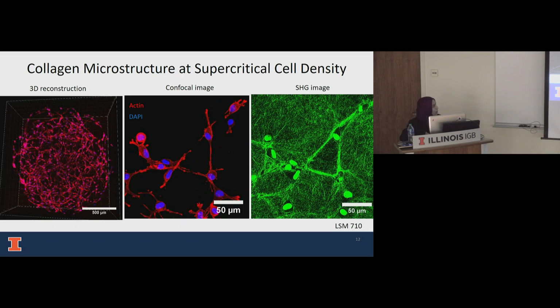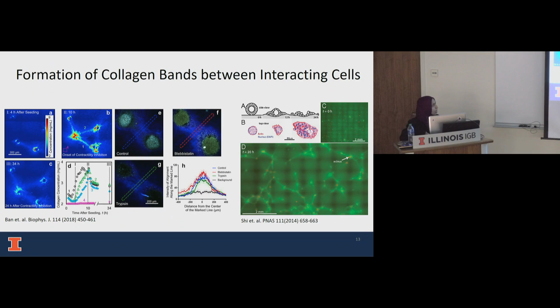This sort of tract formation in collagen is not very uncommon. These people have shown that interacting single cells or cell clusters communicate with each other by pulling the fibers, aligning the fibers between them. And these fiber tracts act as the route to transmit force between these clusters and communicate with each other. So this part is not very intriguing.